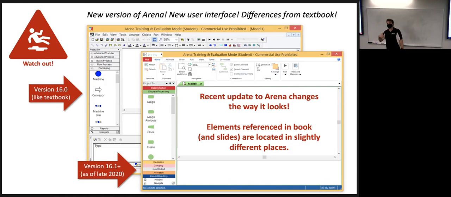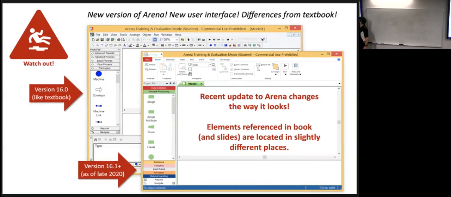And so it takes a little bit of a search. Fortunately, I know where everything new is. The TA knows where everything new is. We can help you with this stuff. But if you look at your textbook, you'll see things that look like this. If you look at the new version of Arena, it looks a little bit different. It has a ribbon across the top, like Microsoft Office programs.